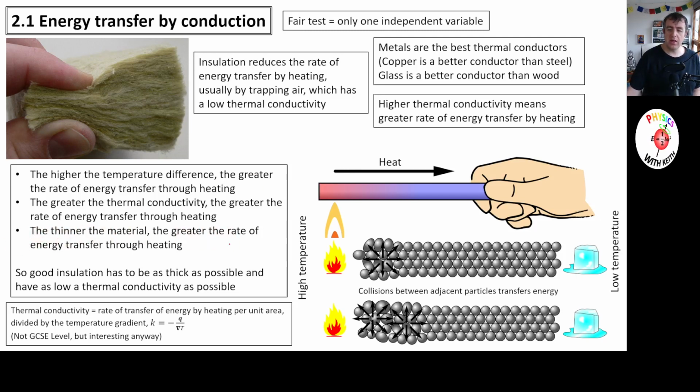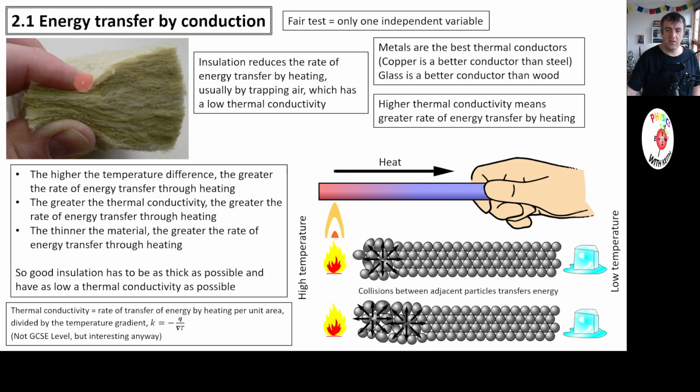And then we have a thicker material. So we have a thicker material with air trapped inside it. Because the air is trapped, that's actually going to reduce the temperature difference across the material. It's going to make it a more gradual change in temperature difference. Then that's going to reduce the rate of conduction. And that's what insulation has.